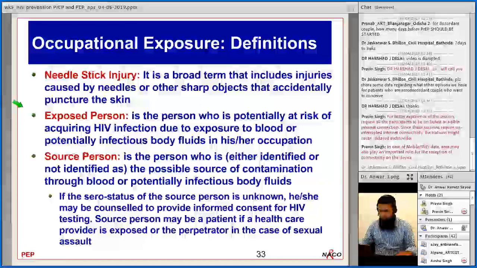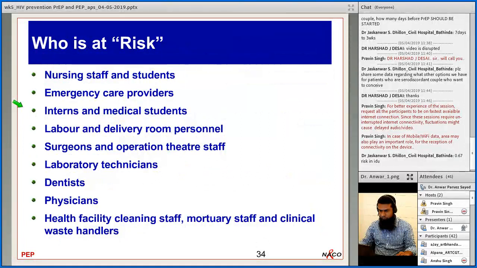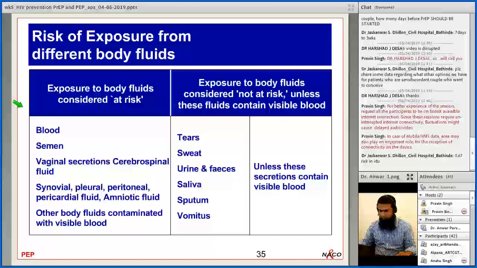Needle stick injuries are not like that. The risk depends on many factors, and we'll see those. The exposed person is the one to whom the exposure has happened, and the source person is the possible source of contamination of that particular body fluid. So if a needle pricked an HIV positive person, and that needle then pricks another person, the source here is HIV positive. Who is at risk? Nursing staff, students, emergency care providers, intern medical students, labor and delivery room personnel, surgeons and staff of the operation theatre, lab technicians, dentists, physicians, and others. Basically those who work in the hospitals.